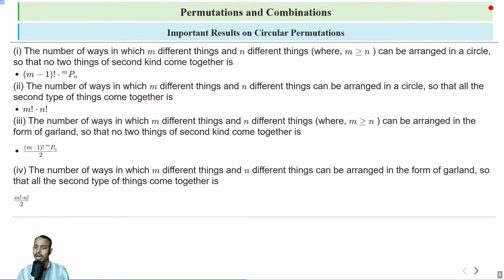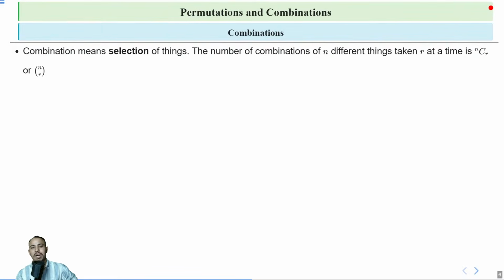Now moving to the next. Now we will discuss combinations. We will discuss what a combination is, what the notation of combination is, and then the formula of combinations. So what does combination mean? Combination means selection of things.